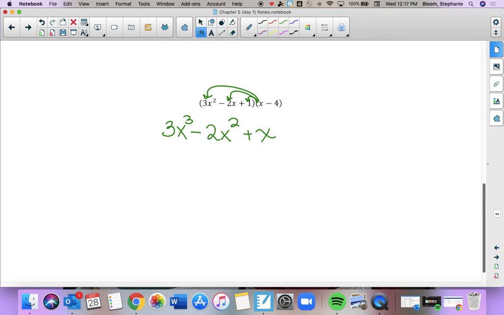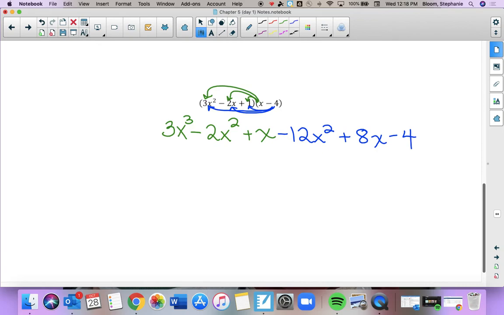Then after I do that, now I'm going to take, that's a negative 4. I'm going to take it into all three. So what's negative 4 times 3x squared? Negative 12x squared. And then I'm going to take negative 4 times negative 2x. So negative 4 times negative 2 is positive 8, and then x. And then negative 4 times 1 is negative 4.